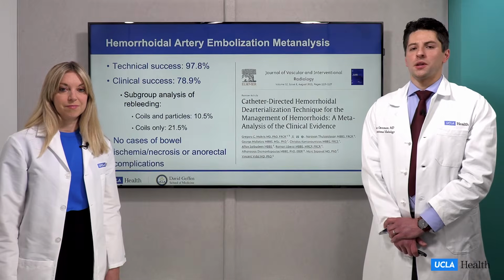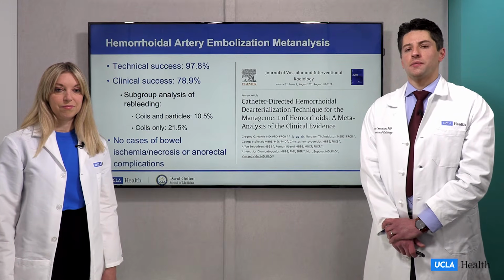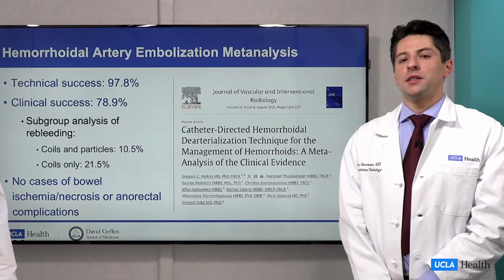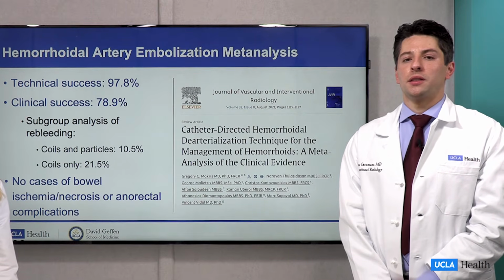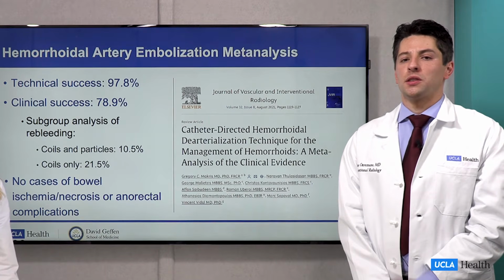So how are results? Well, this is a meta-analysis of 14 studies and over 300 patients. Technical success of the procedure was 97.8%. Clinical success was 78.9%. In a subgroup analysis, patients who had embolization performed with coils and particles had rebleeding rates of about 10%. This is a technique that we perform in all our patients. Importantly, there are no cases of bowel ischemia, bowel necrosis, or other anal rectal complications seen in any of the patients.